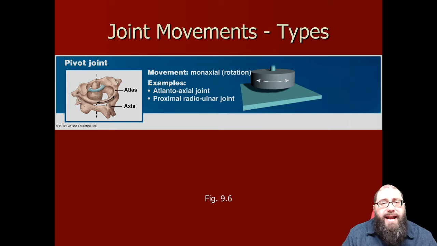Pivot joint, monaxial. This is a rotation. It's one range, but it's all rotation. This is the part that lets you turn your head between your C1 and C2. There's a lot of rotation that goes on between those bones, between atlas and axis.